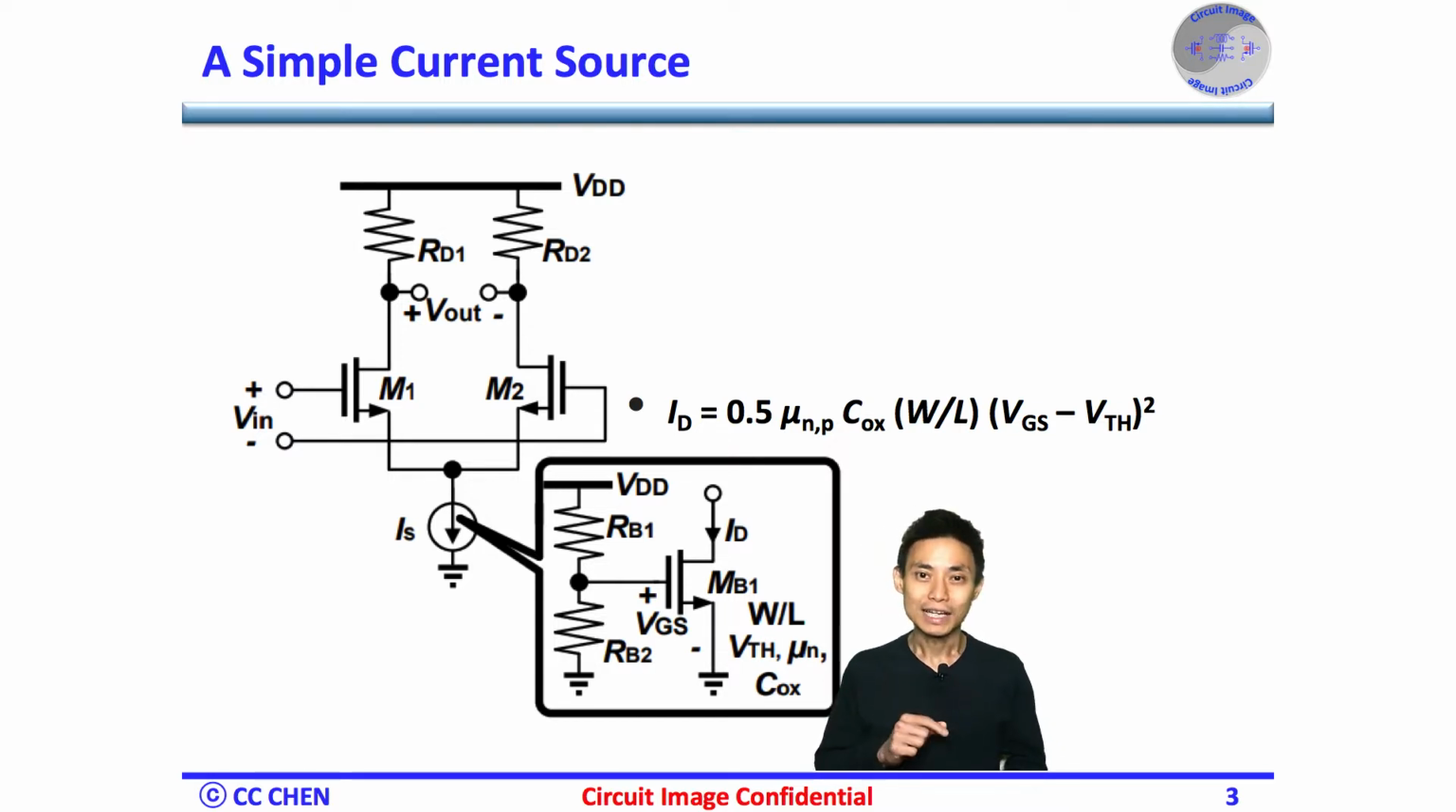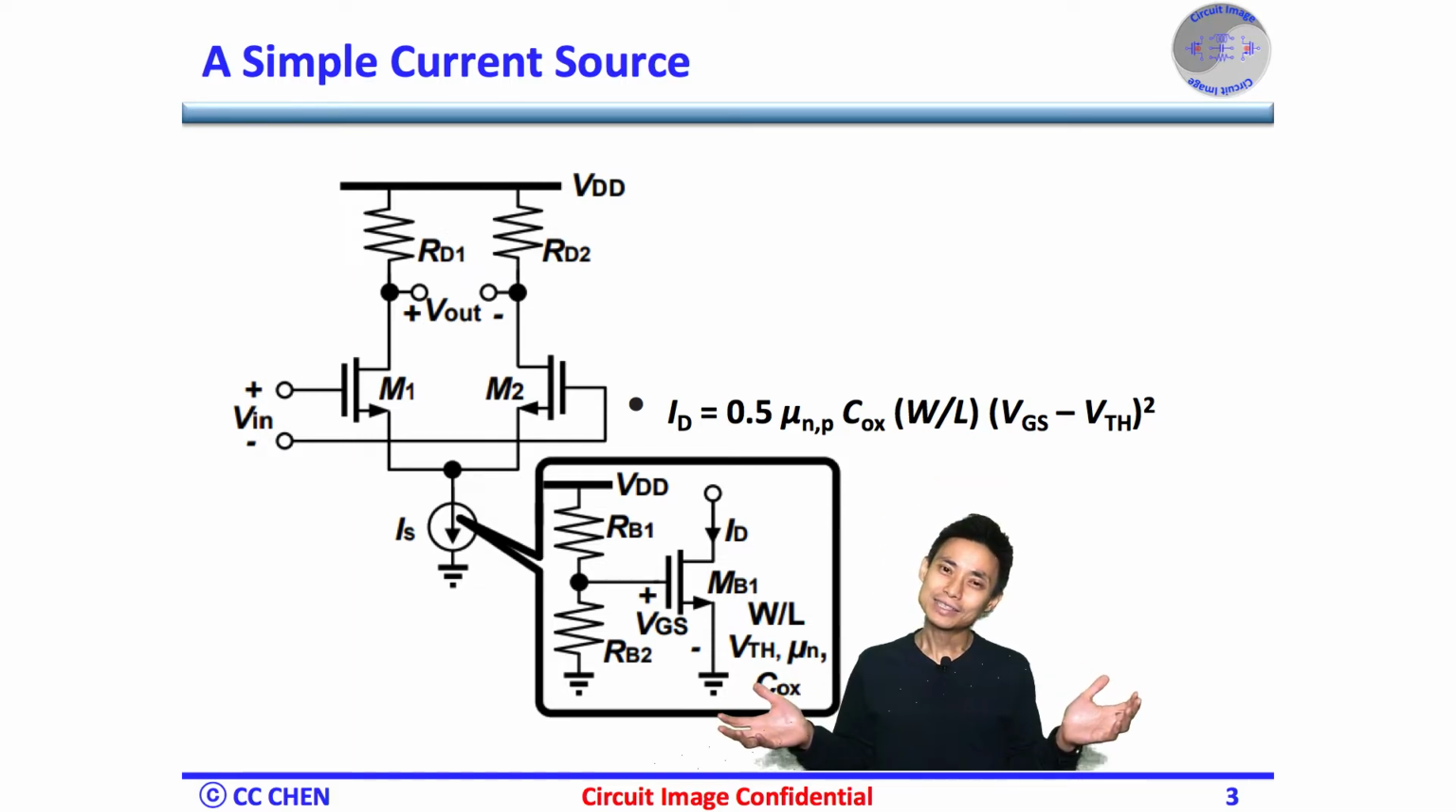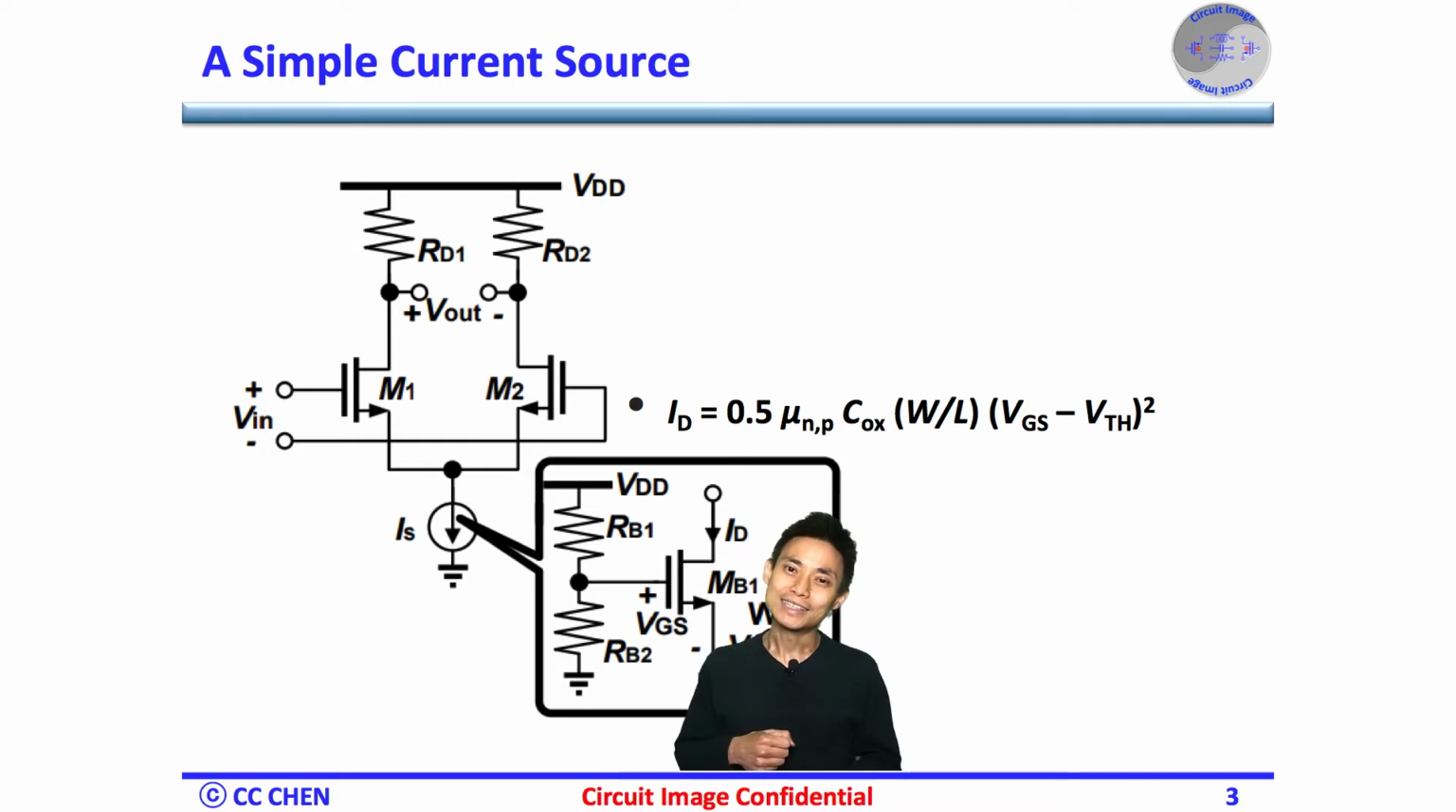Also, inside the chip, the junction temperature would change over time, which would make the mobility and threshold voltage keep varying. Anything else? Yes, the VGS will indeed vary since the supply VDD may change. Apparently, this simple current source would not provide a precise current.